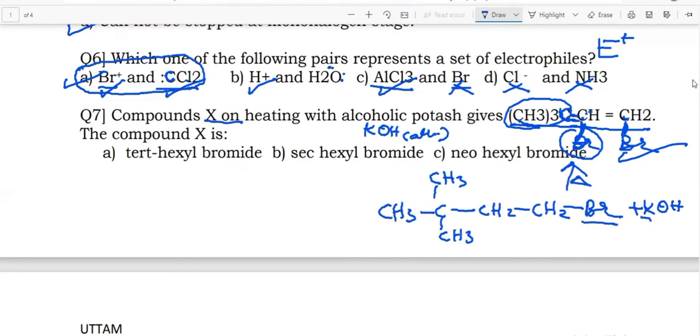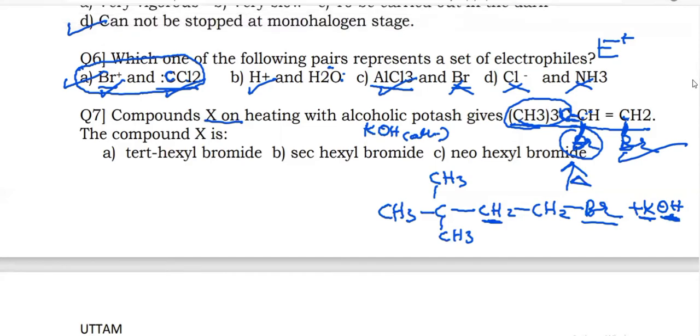Okay, K combines with the Br and gives KBr as a byproduct, and this carbon will lose hydrogen, that's H plus, which combines with the OH minus to give water, and you get this main product. So the original alkyl halide is this one. What's the name of this alkyl halide? The answer here is 1, 2, 3, 4, 5, 6. Six carbon atoms are there. So it's a neohexyl bromide. The answer is C.